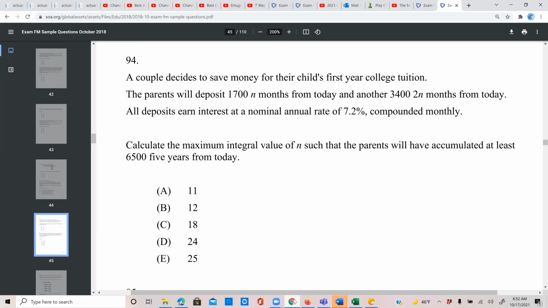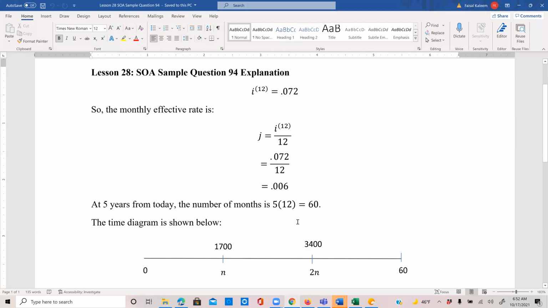So there are two deposits, 1,700 happening n months from today and 3,400 happening 2n months from today. And we are looking at accumulating at least 6,500 5 years from today. So first we calculate the effective monthly rate because we are given the nominal rate compounded monthly, and the effective monthly rate comes out to be i12 by 12. Let's call it J. And the nominal rate was 7.2%.